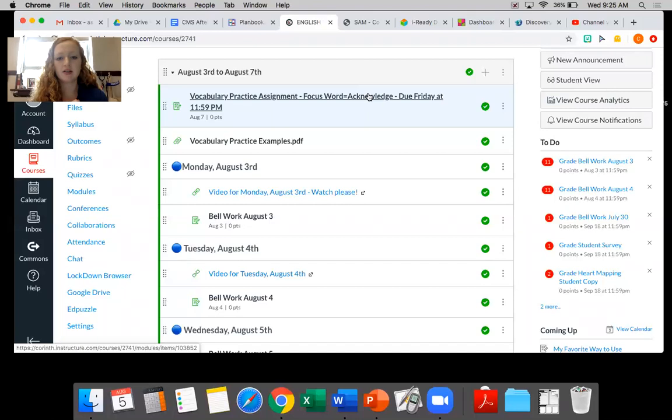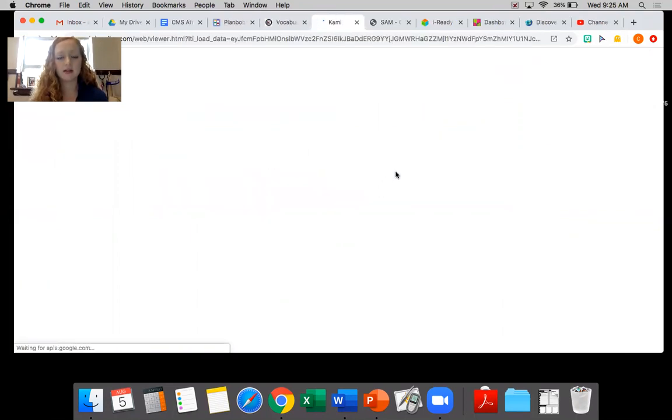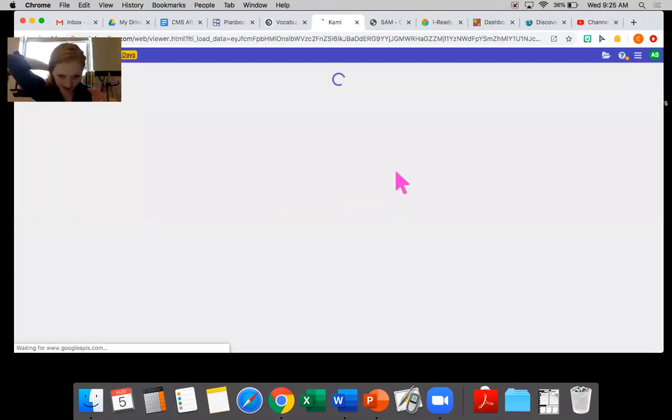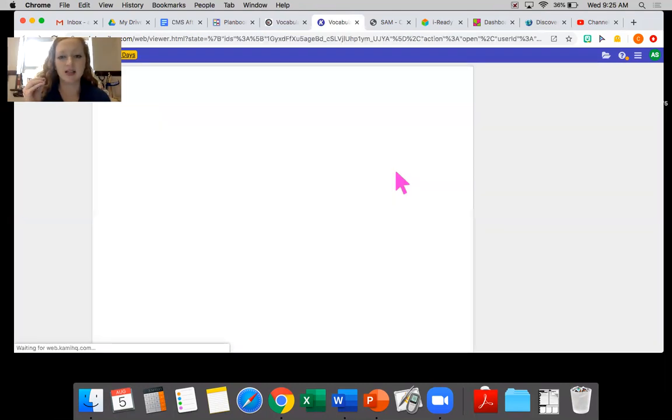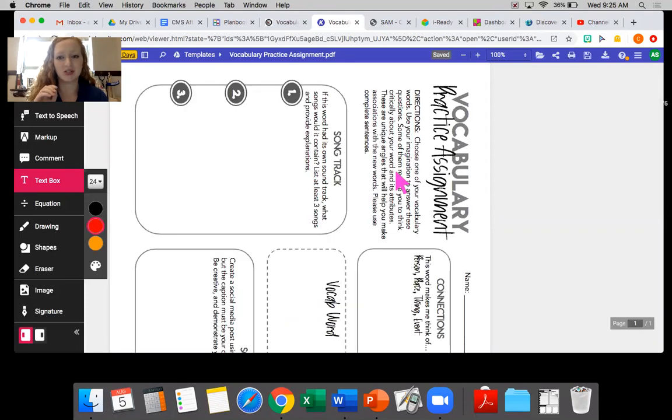It's right there. So you can click on this assignment. Honor students, your assignment is going to look a little bit different, okay? So load this in a new window on Kami. Y'all absolutely love Kami because it allows me to put worksheets online for you, and then I don't have to pick them up physically and get all your germs.